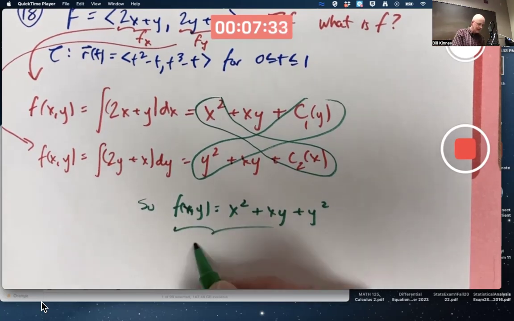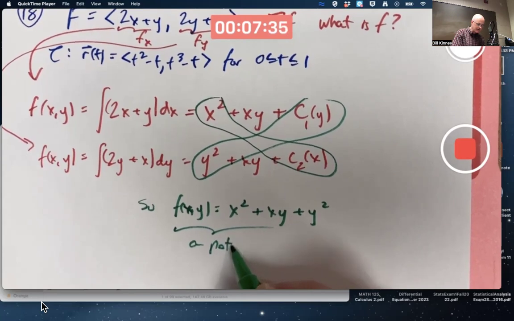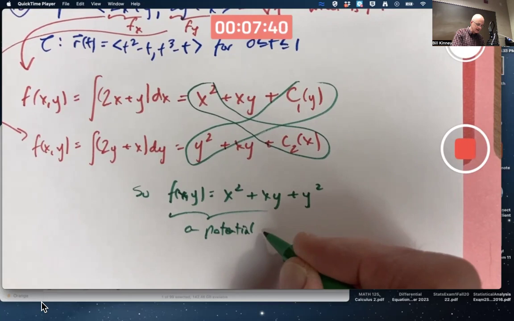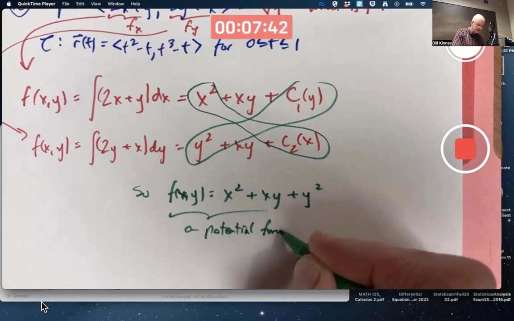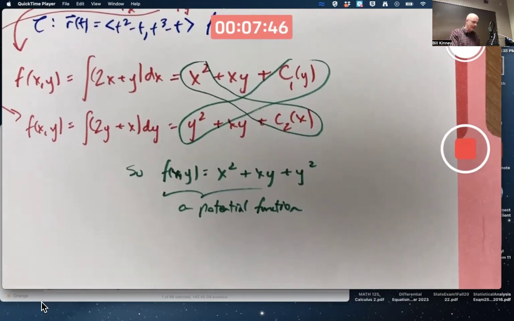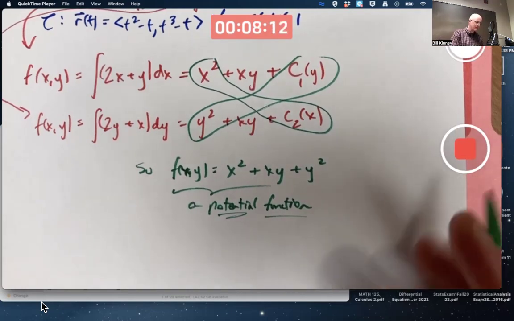This is a potential function. It's not the potential function. It's one potential function out of many, out of infinitely many. And it is a function. It's not potentially a function. It is a function. We call it a potential function because it corresponds to potential energy. So that's a potential function for capital F.